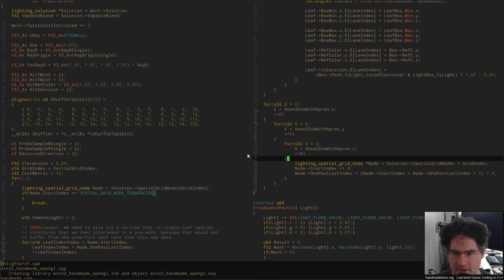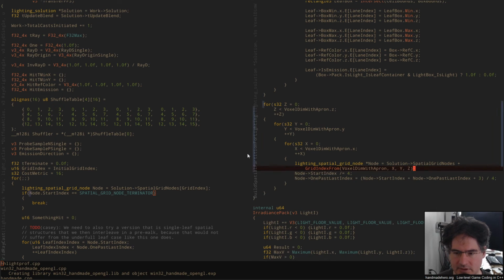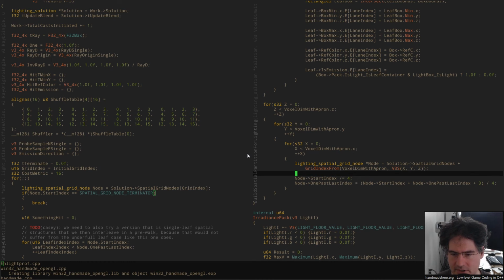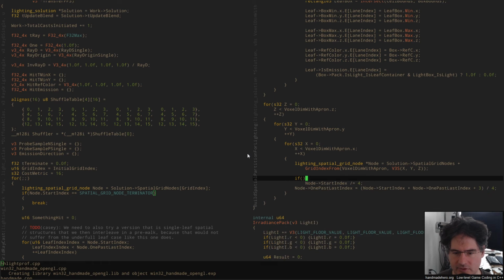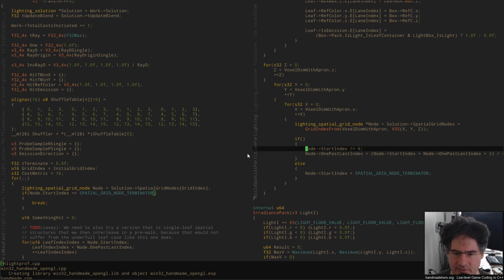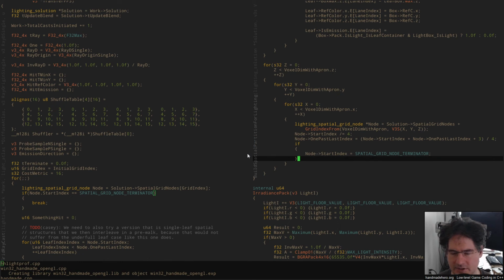So in here we could say, if we loop over the voxel and we grab out the grid index from voxel dim with apron, XYZ. It's not a particularly efficient loop, but after we grab out the node, we can do an if and check to see which one of these two we want to do. And we can just say spatial grid node terminator. And furthermore, I suppose we can decouple these. It can do that assignment, and then it can just do a conditional assignment here, because we don't care what this value ends up being in that case.